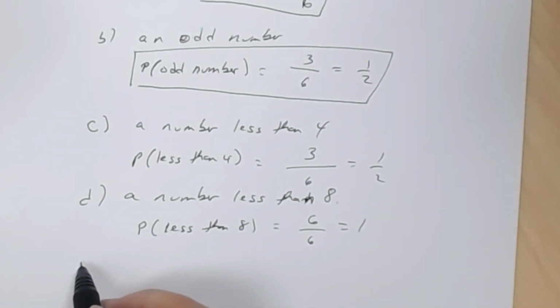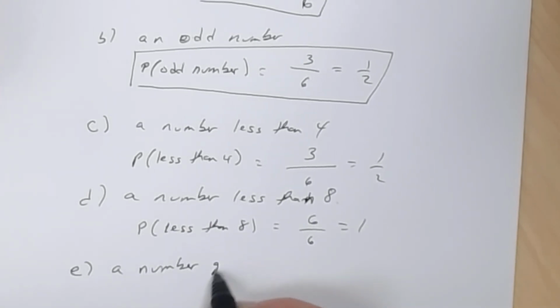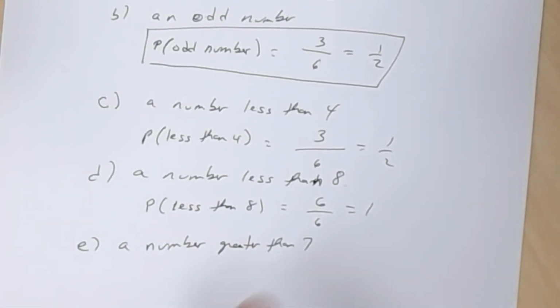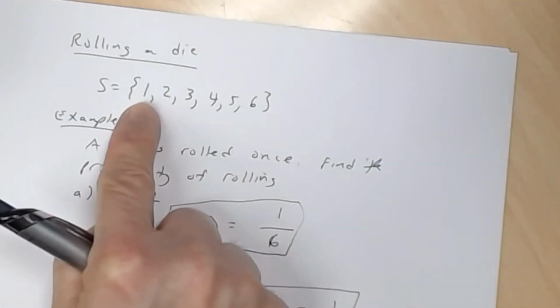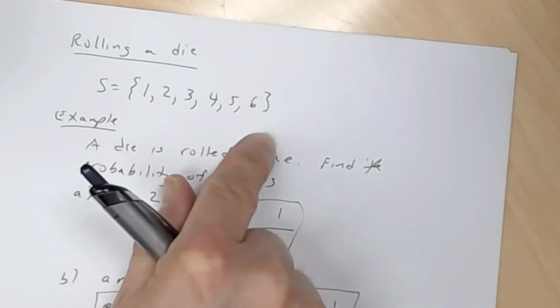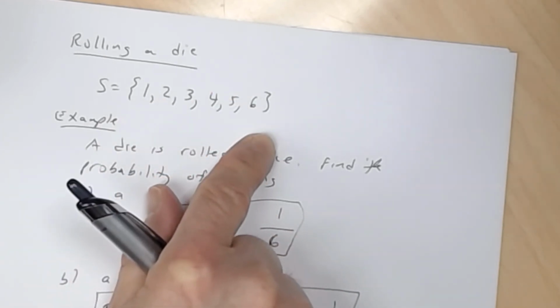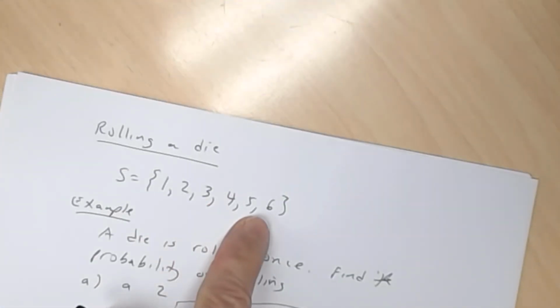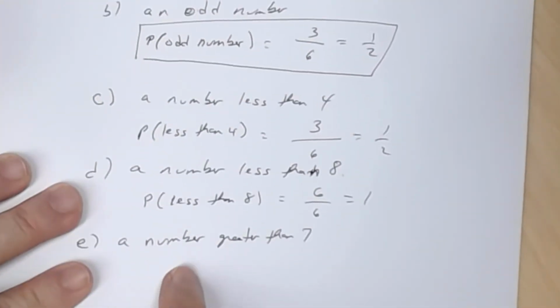All right, what about this? What's the probability of rolling a number greater than 7? Greater than 7. All right, so that's my event. So how many outcomes are there in my event? How many of these numbers are greater than 7? 0. It kind of makes sense, because if you roll a die, are you ever going to get a number greater than 6? No. So are you ever going to get a number greater than 7?